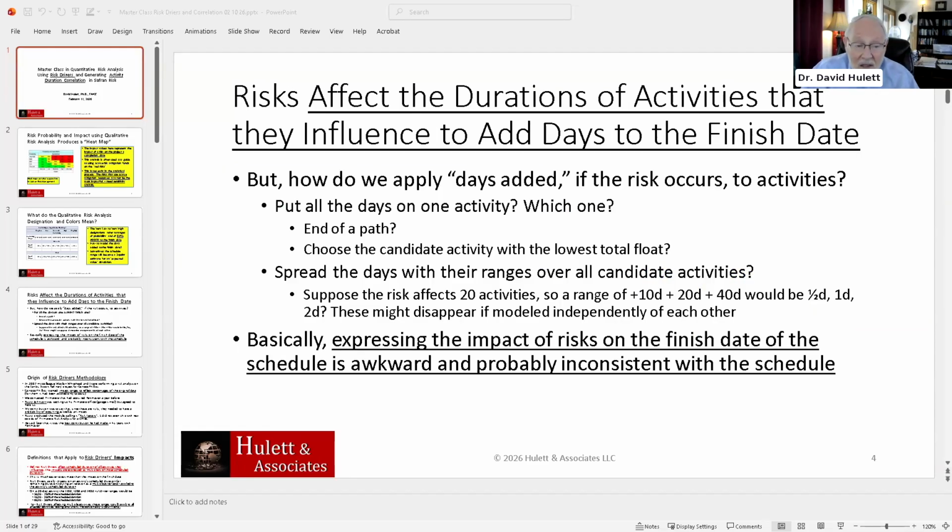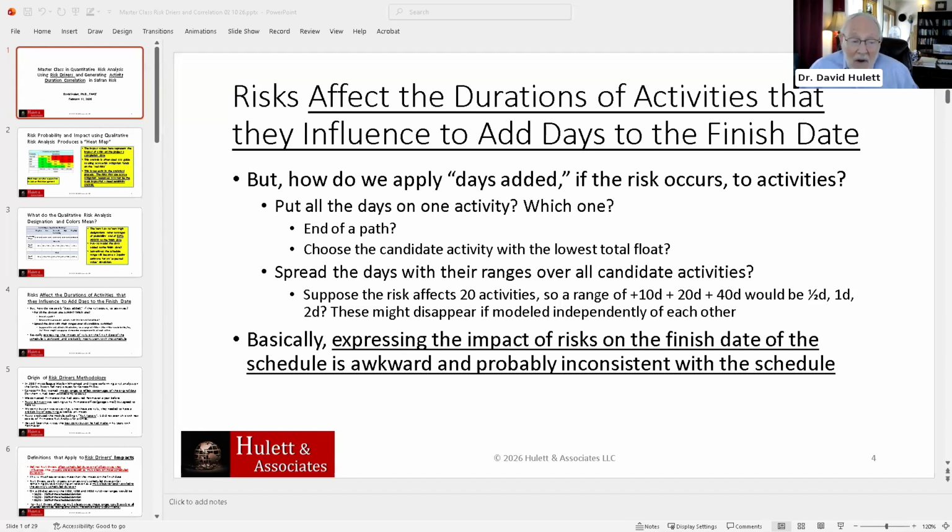But then suppose we get to the quantitative risk analysis and people say, okay, well, what are the activities that the risk will affect if it happens? Now we've got activities, so that's a good idea. Well, a lot of people say, and they continue to say, we will apply risk days added if the risk occurs to the activities. But how do we apply days added on the finish date if the risk occurs to the activities?